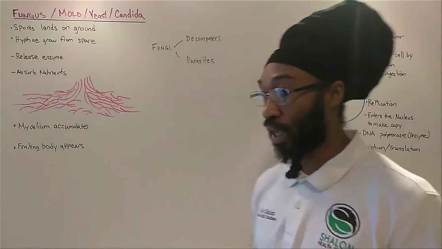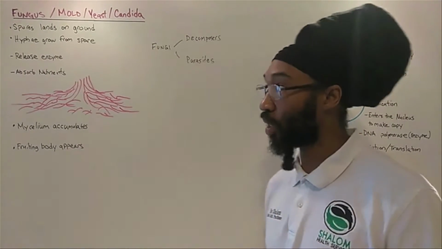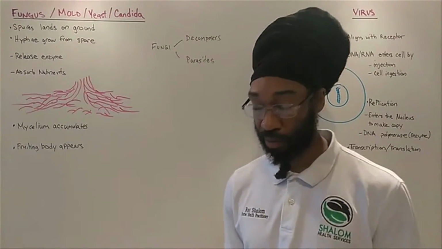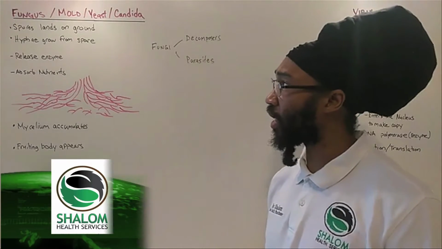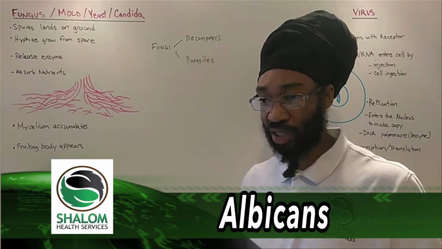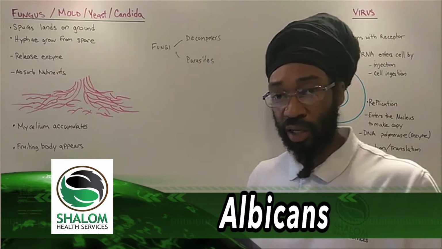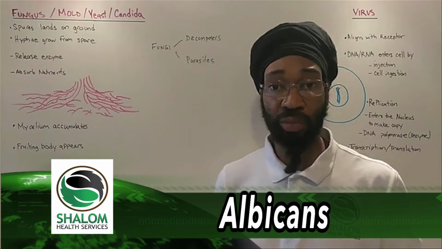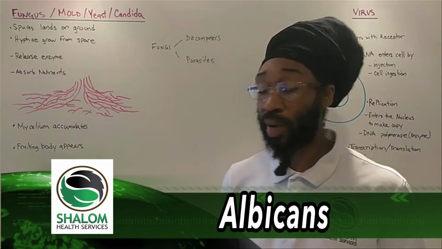Candida is actually a yeast or a mold, a fungus inside of the body. And Candida makes albicans, which are just these little spores that surround a certain area of the mucous membrane. And they can spread throughout the whole body.